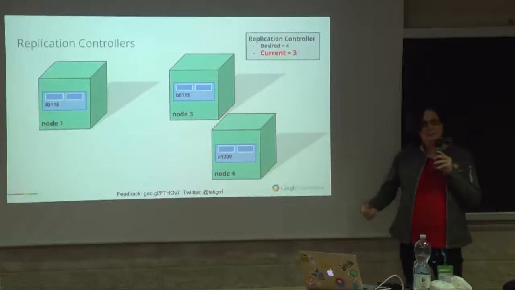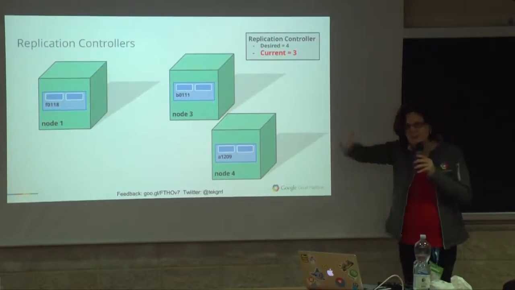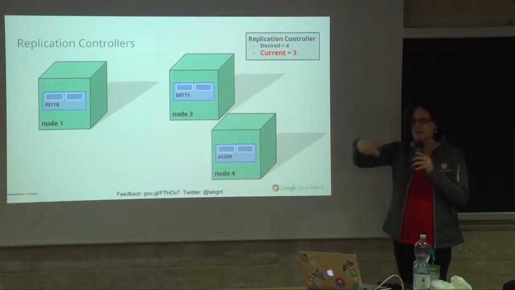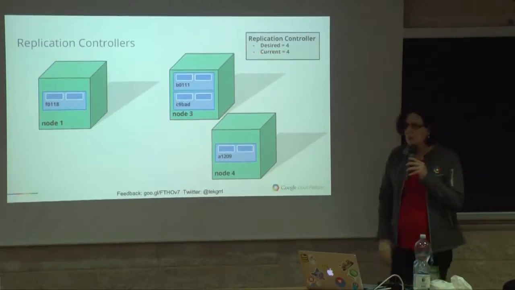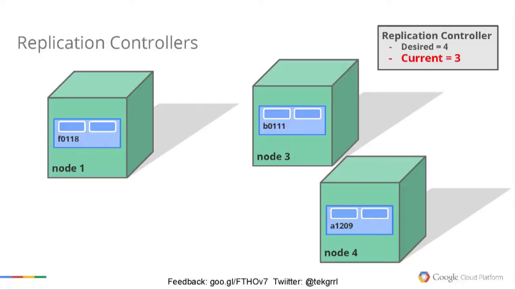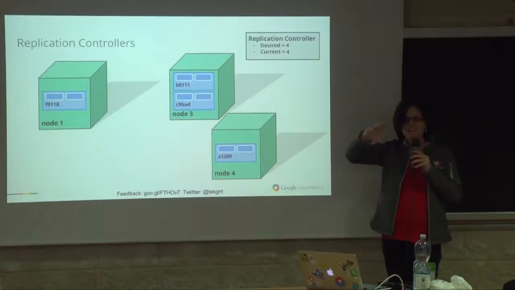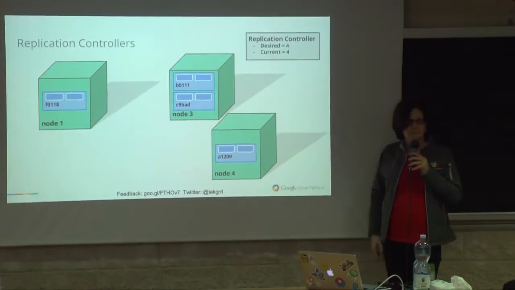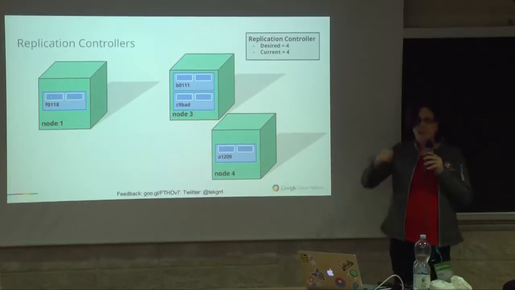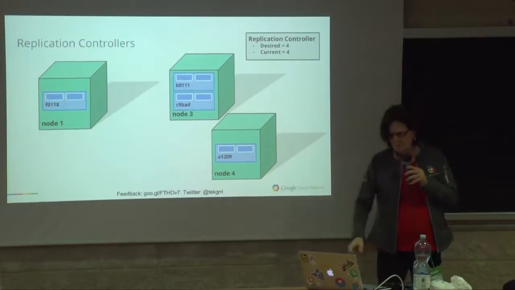So now the replication controller kicks in. It's a loop. It's constantly looking and checking to make sure that we have the desired state. And it will, using a template that it understands, a template for containers and for pods, create a new pod to replace the one that's missing. So now we're back to a situation where we have four and we want four.